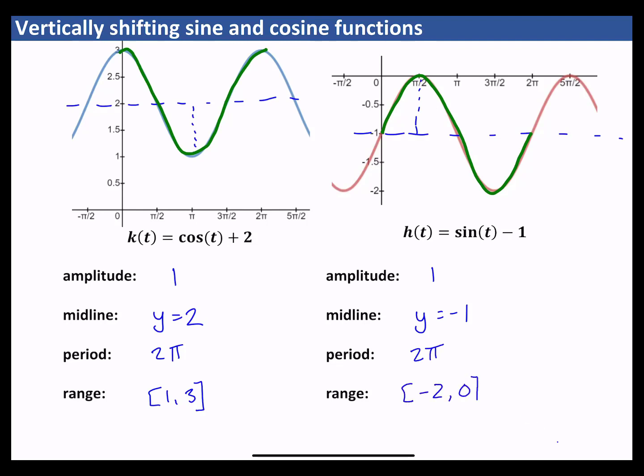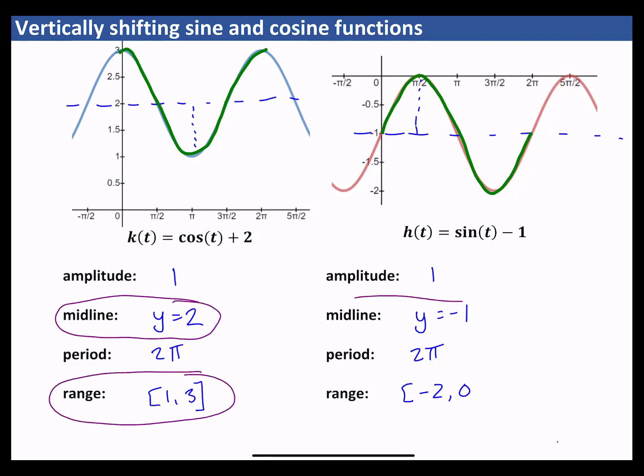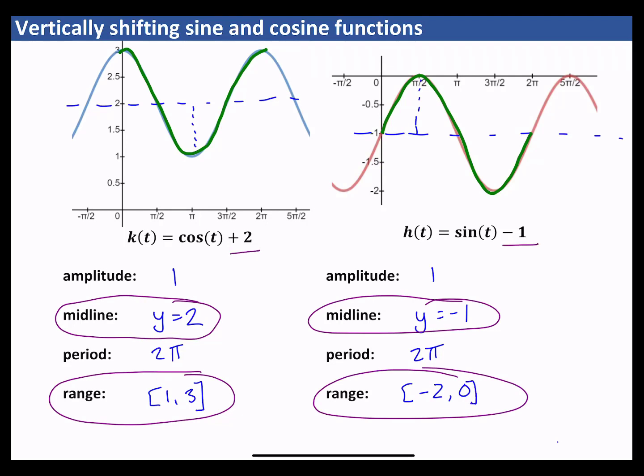If we compare the properties of these graphs to those of cosine of t and sine of t, we notice that vertically shifting the sine and cosine functions affected the midline and range of the graphs. Specifically, when the graph is shifted up or down by a factor of c, the midline and range were shifted in the exact same manner.